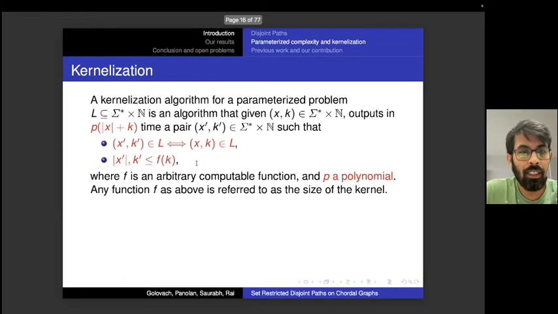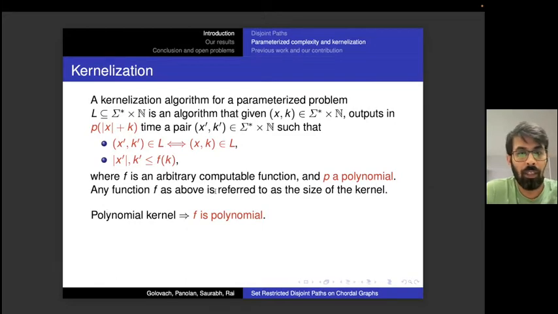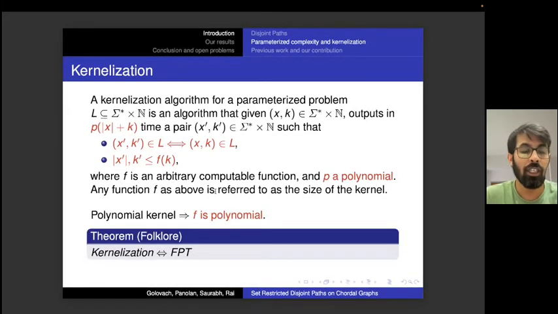As I said, the function p has to be polynomial. The time taken by the kernelization algorithm has to be polynomial. And f here can be any computable function. And when f is polynomial, when the size is bounded by a polynomial function, then we say that the problem admits a polynomial kernel. And it is a folklore result in the field of parameterized complexity that a problem admits a kernelization algorithm if and only if it is FPT.